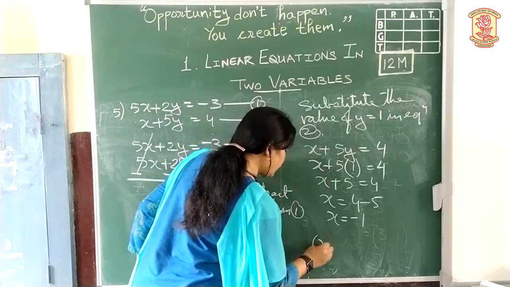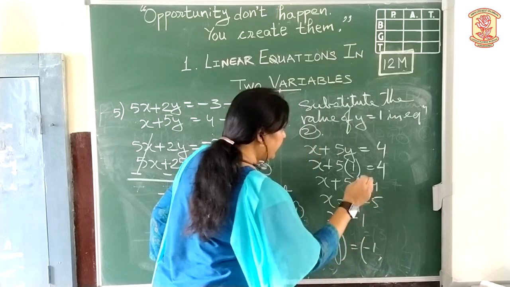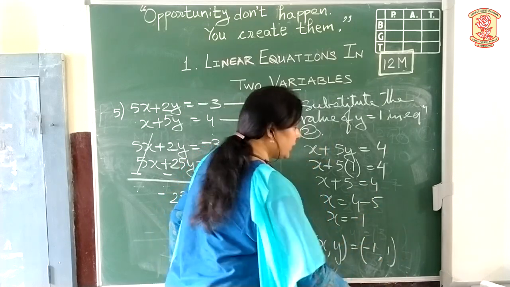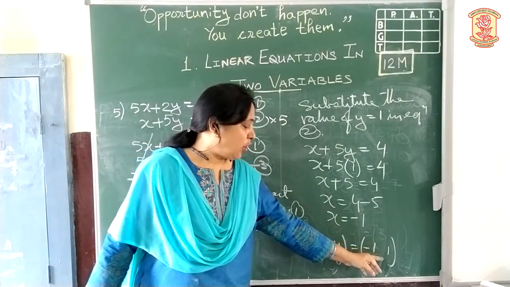So what is the solution of this equation? x is minus 1 and y is 1. So the solution for the given equation is minus 1, 1.